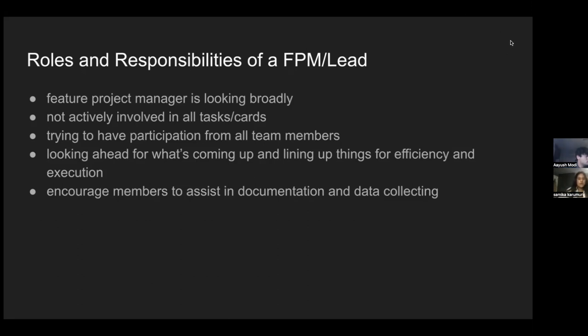And then also, while usually documentation, data collecting, all of that falls into the hands of the feature project manager, we also want to encourage members to assist in that documentation and data collecting and give everyone the opportunity to see what it's like to really manage a project and lead the creation of it.